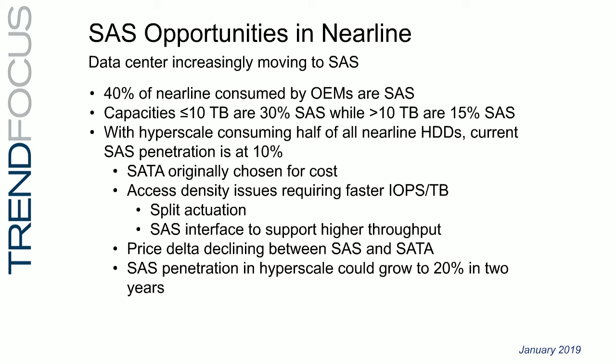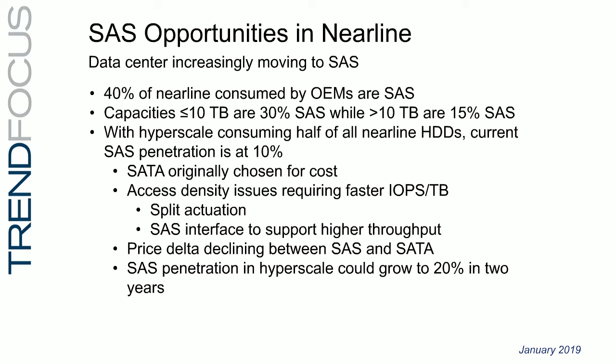If you look at it from a capacity split, and this is representative of the difference between the mainstream lower capacity OEM use versus the high capacity cloud use, capacity less than or equal to 10 terabytes is currently about 30% SAS, while greater than 10 terabytes, which is primarily consumed by the cloud, is about 15% SAS penetration. So with hyperscale consuming half of all the nearline, and you do the math there, the current SAS penetration in hyperscale is about 10%.